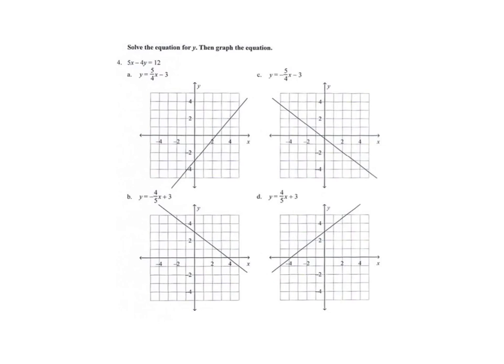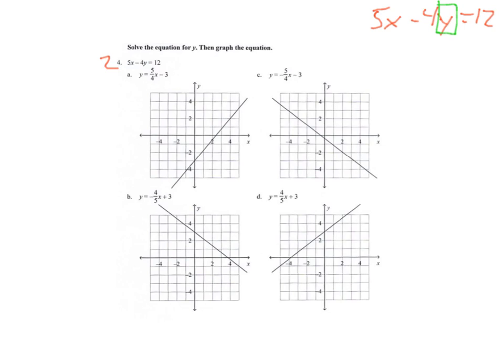Okay, number 24. I hope that's 24. Put up 24 there. Solve for y, then graph the equation. So this is going to be one of our tough ones. We have 5x minus 4y equals 12. You want to get y by itself. So this is what we're trying to get by itself. You need to get rid of everything else that's on the left side.